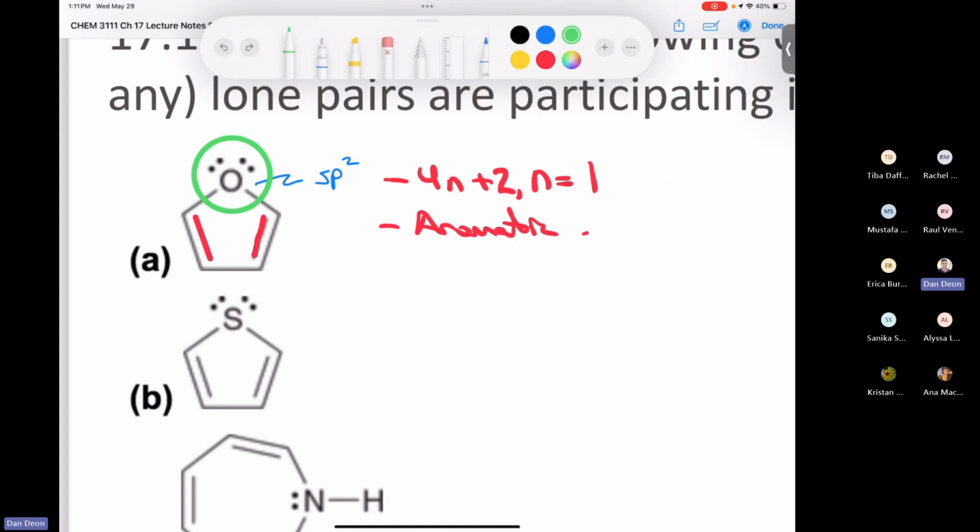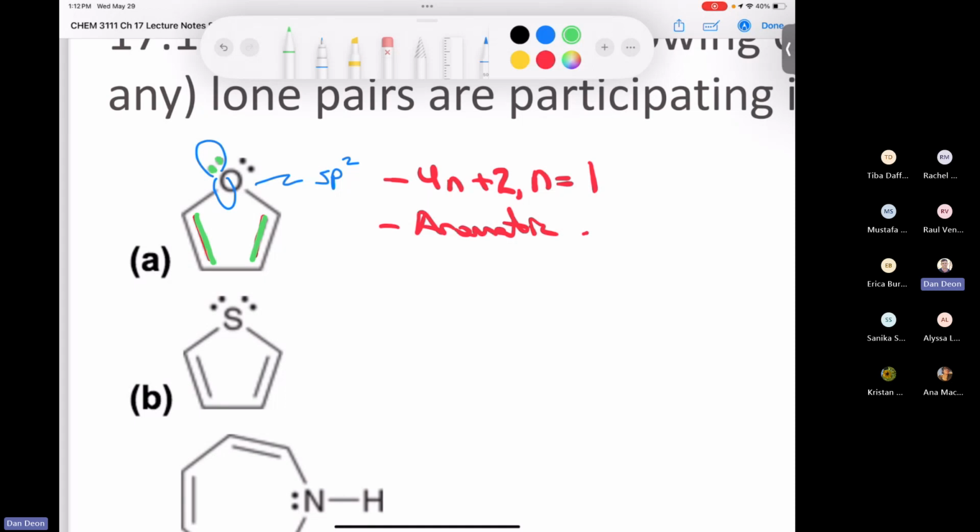Well, in this case, let's imagine that if we were to put one of the lone pairs in a p orbital, then we would have a continuously overlapping system of p orbitals. Would it be a Huckel number? 1, 2, 3, 4, 5, 6. So is that a Huckel number? Yes, it is. It satisfies 4n plus 2 when n is equal to 1.